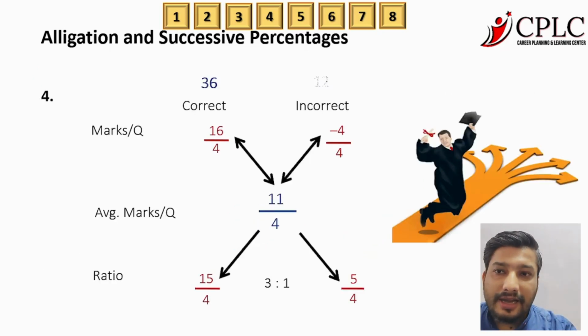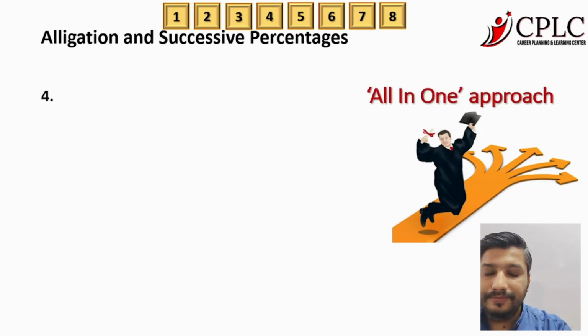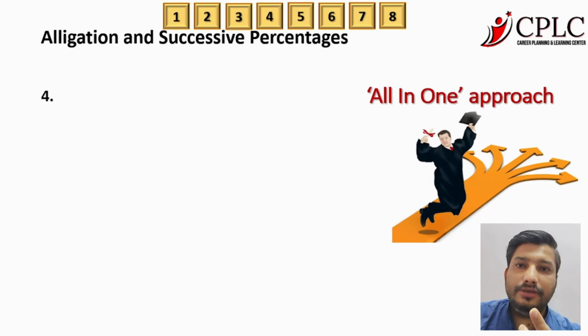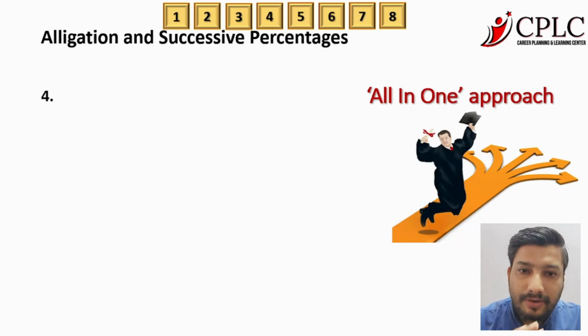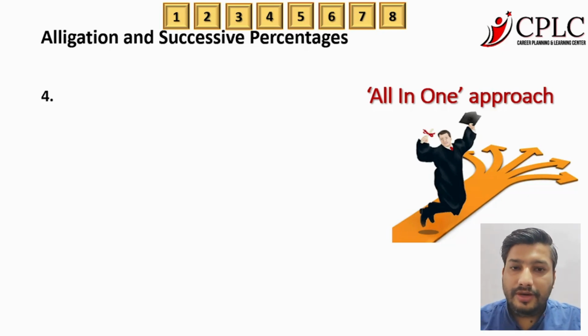The third one is a slightly out-of-the-box thought process, which we will call the all-in-one approach. Now what is this all-in-one approach? Let's try and understand that in more detail. What we can do is create a couple of hypothetical scenarios. For example, this guy is attempting 48 questions.